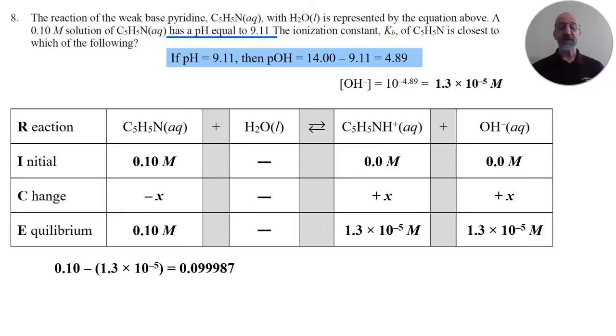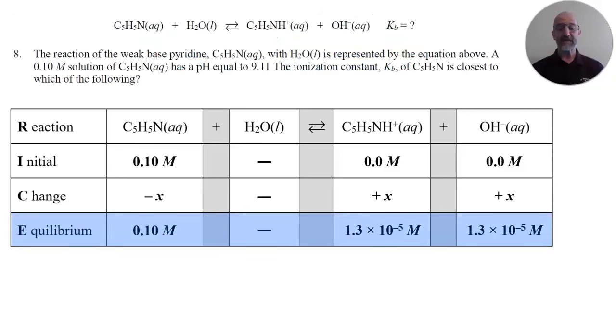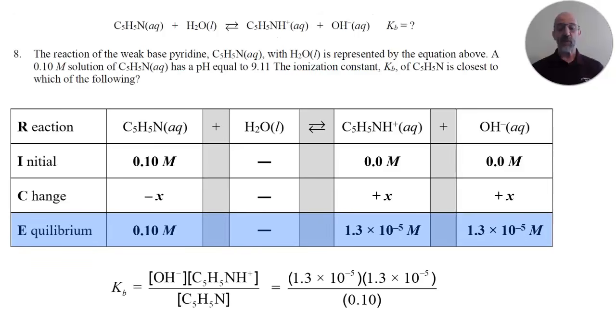So I created this RICE table in this part of the lesson to answer question 8, just to show you that a RICE table can be very useful when you're solving problems involving weak acids and weak bases. So I will take these numbers from the bottom row of the RICE table and put them into the Kb expression. 1.3 times 10 to the negative 5 times 1.3 times 10 to the negative 5 divided by 0.1, then this is what I got on my calculator: 1.7 times 10 to the negative 9.